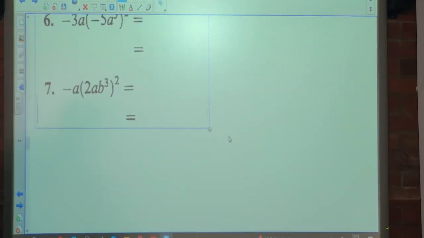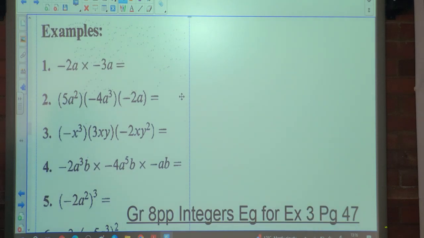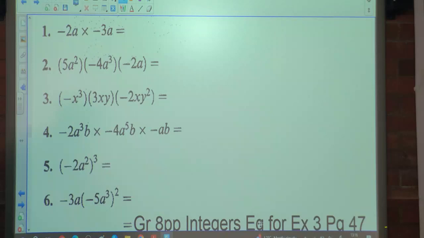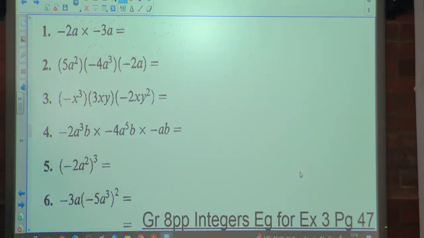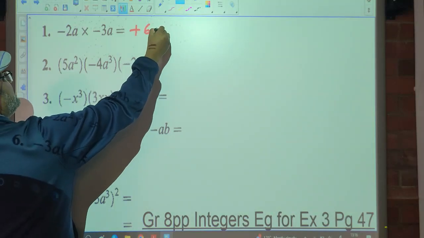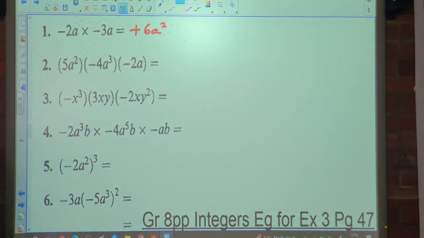I'm not sure if we got to this point yet. I mean, I lost this. Sorry? No, okay, so I'll go a bit slowly. So we got negative 2a multiplied by negative 3a. What's negative multiplied by negative? Positive. 6a squared. Do I have to write a positive there? No, because I've left it out.